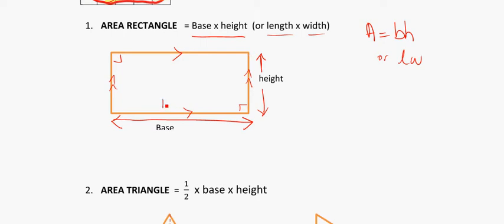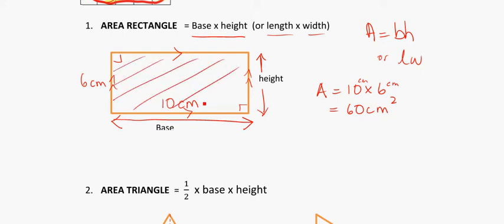So if this side was 10 centimeters, this side was 6 centimeters, and because the other side's the same, you only use one of those dimensions. The area equals 10 times 6, which is 60 centimeters squared, because you're actually multiplying 10 centimeters times 6 centimeters. So you get centimeters squared. And what you've found is the area of the top of that rectangle.